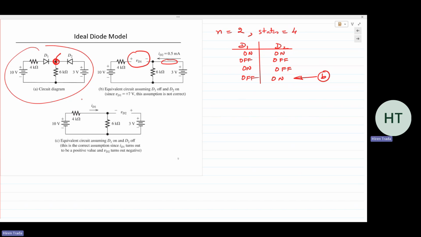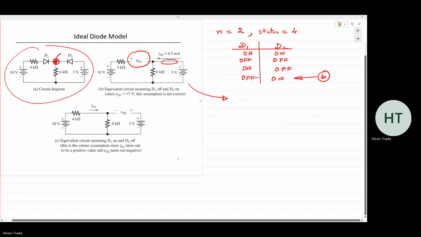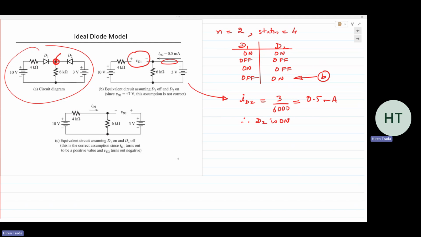Okay. If I was to analyze this, I can quickly find ID2 from Ohm's law. Voltage 3 volts is applied across 6 kilo ohm. So ID2 is simply 3 divided by 6,000, so 0.5 milliamps. So D2 is indeed on because ID, the diode current, is positive. ID2 is greater than 0. So it verifies our assumption that diode D2 is on.